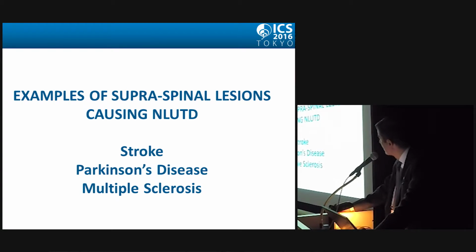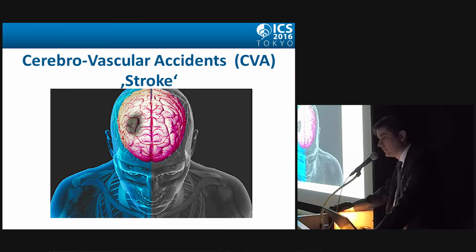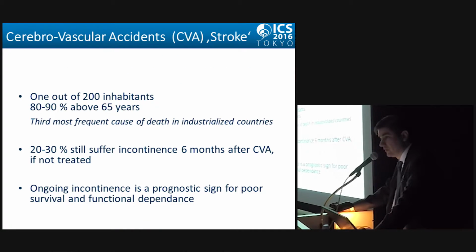As some examples of supraspinal lesions causing neurogenic lower urinary tract dysfunction, I'll bring some examples here. We'll start with the cerebrovascular accidents, stroke. We know that is the third most frequent cause of death in industrialized countries. 1 out of 200 inhabitants will suffer a stroke. It's more common in patients over 65 years of age. 20 to 30% will still suffer incontinence 6 months after a stroke. And ongoing incontinence is a prognostic factor for poor survival and functional dependence.